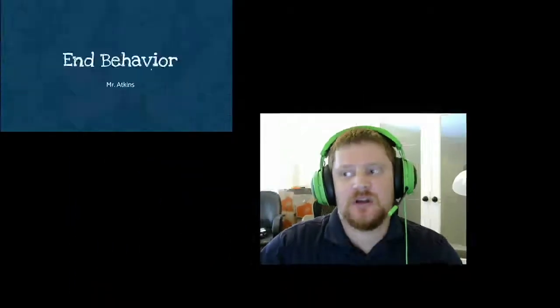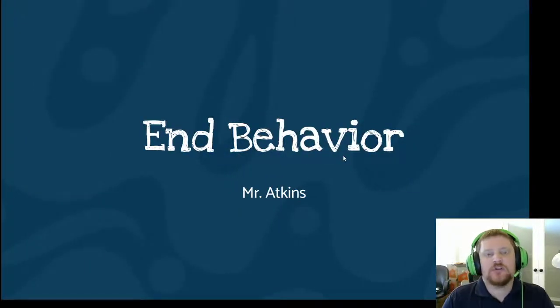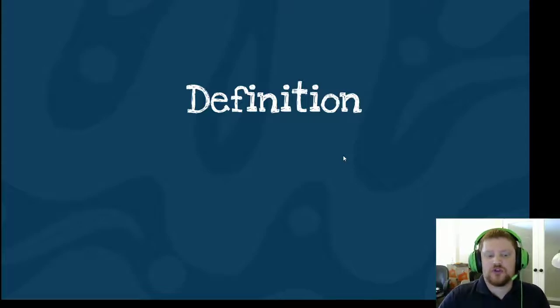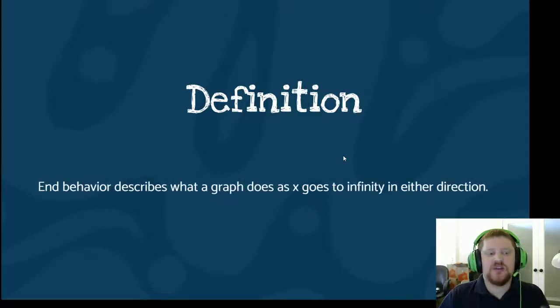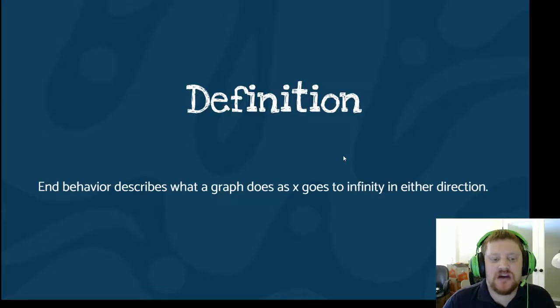Welcome Wildcats. Today we're going to be doing the final portion of section 1.1, which is titled End Behavior. So in this case we're going to be looking at what graphs do when they reach the ends in either direction. So just a raw definition, end behavior describes what a graph does as x goes to infinity in either direction. Let's take a look at the exact same two examples that we used yesterday.